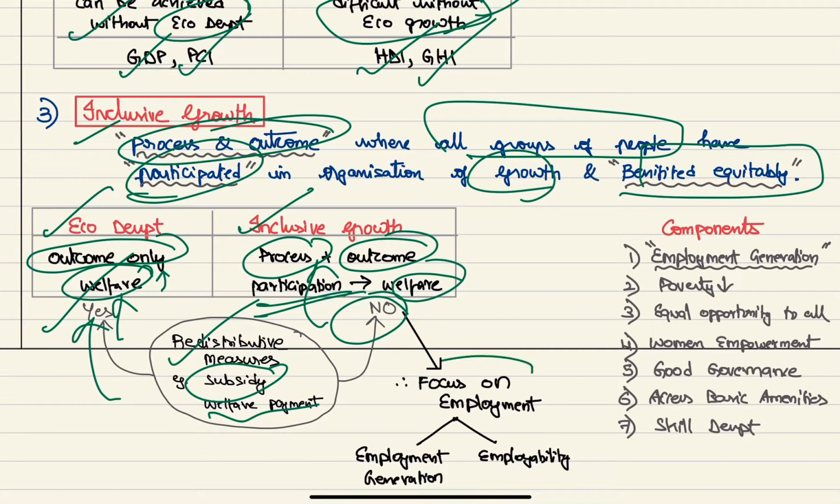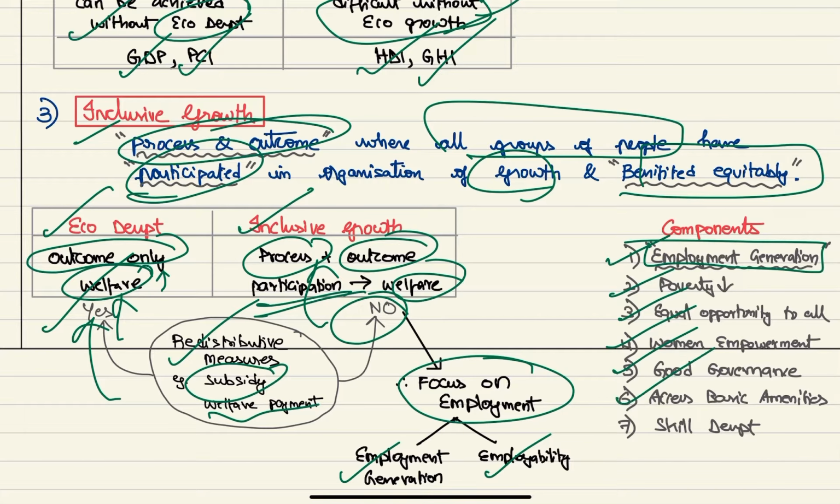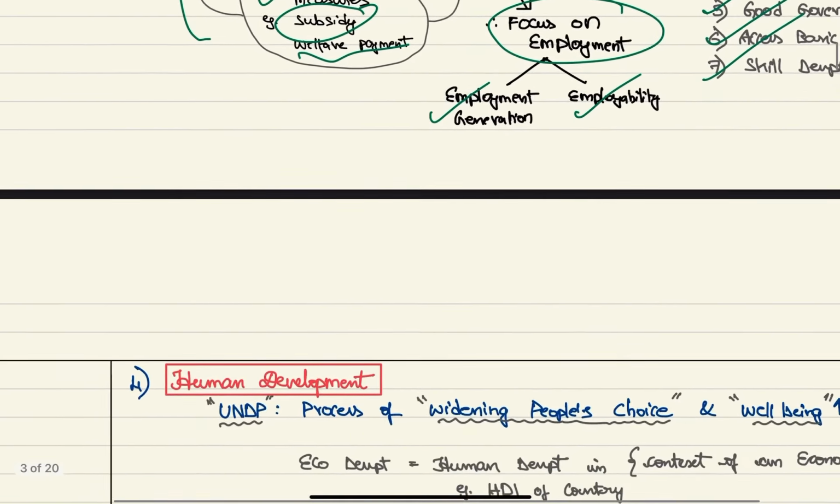Therefore, for inclusive growth, we must focus on employment, which is employment generation and employability. The most important component is, as I said, employment generation. Other components are reducing poverty, equal opportunity, women empowerment, good governance, access to basic amenities, and skill development.